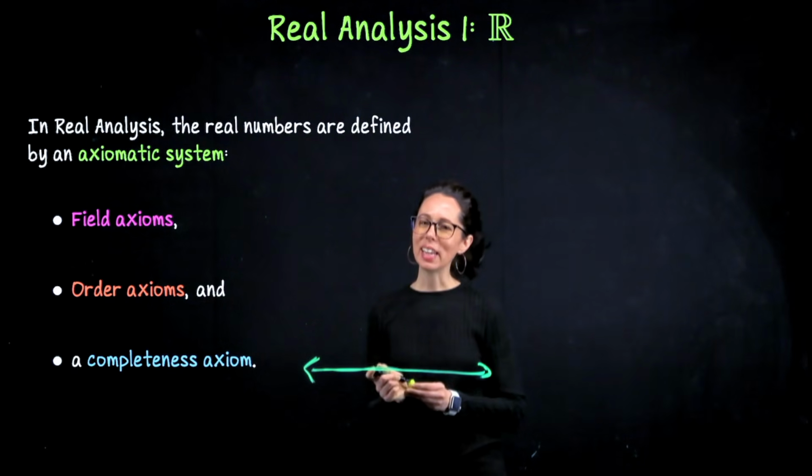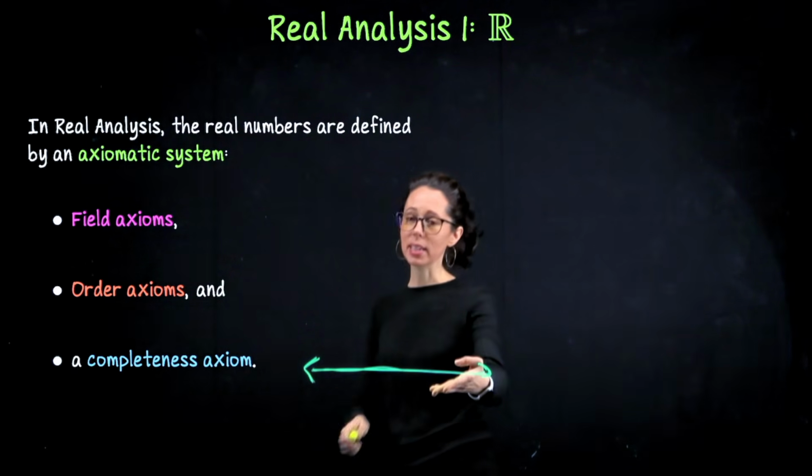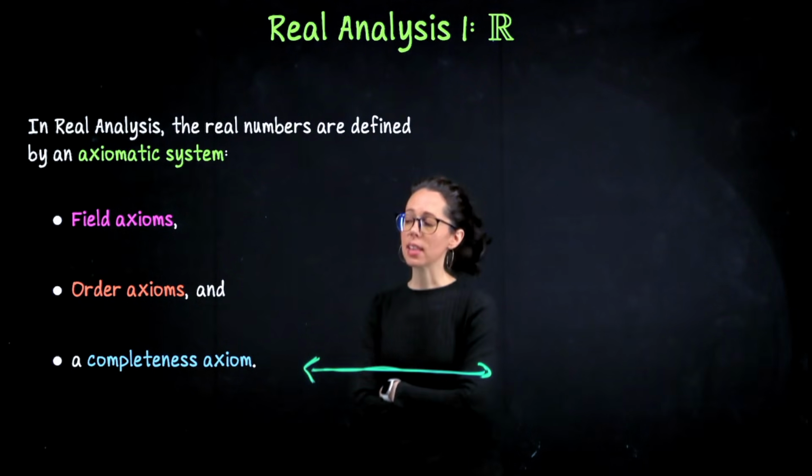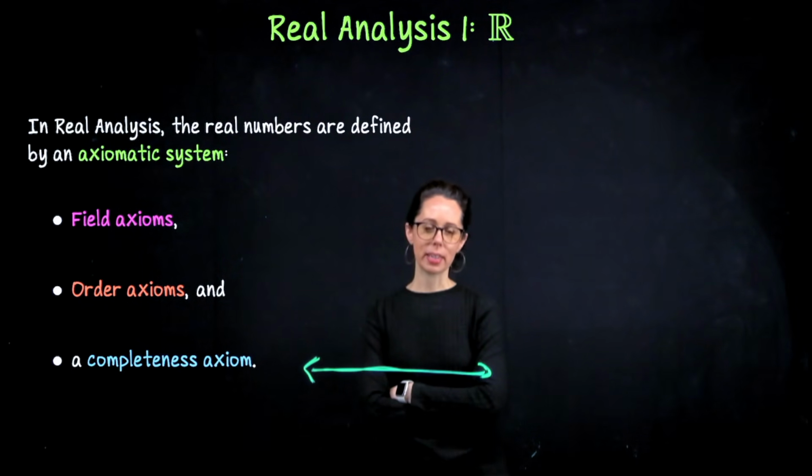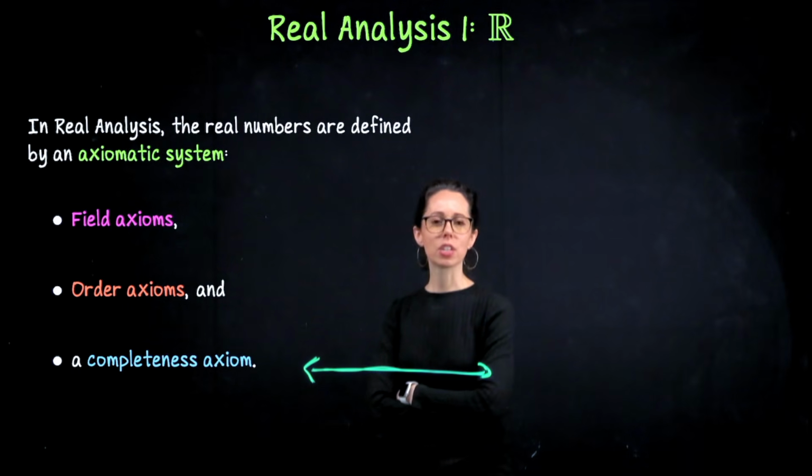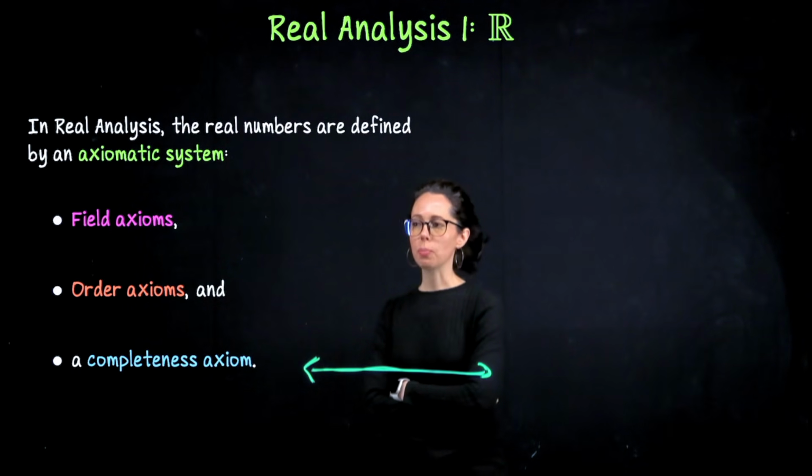I'm not actually going to get into this as a consequence of the completeness axiom yet. In this lesson, I just want to state the completeness axiom. That's going to involve bringing in some definitions about sets. So let's jump right into this by talking about the field axioms.